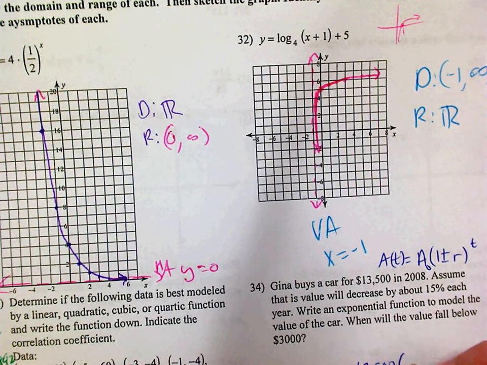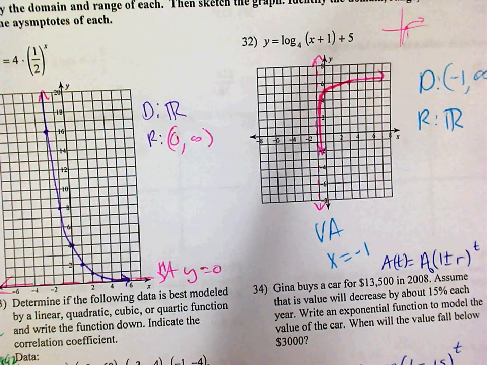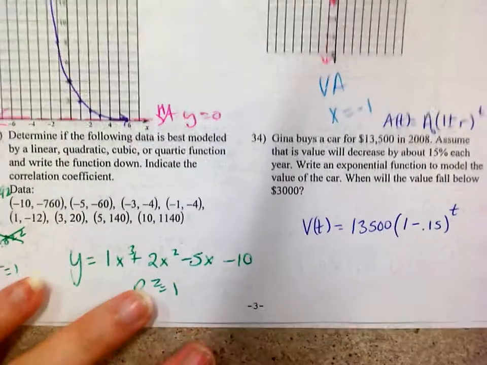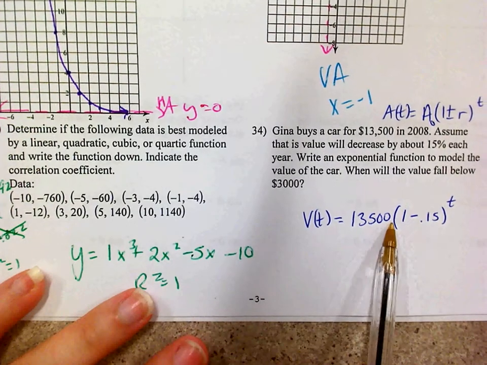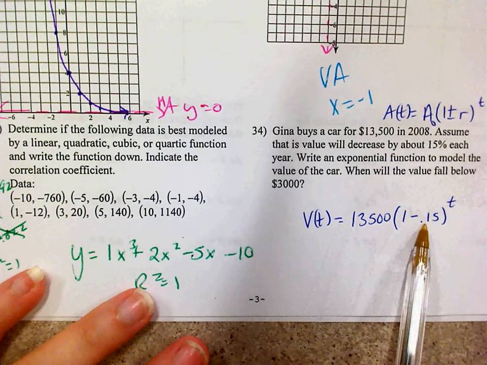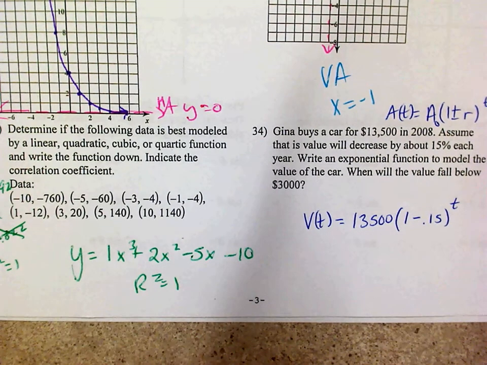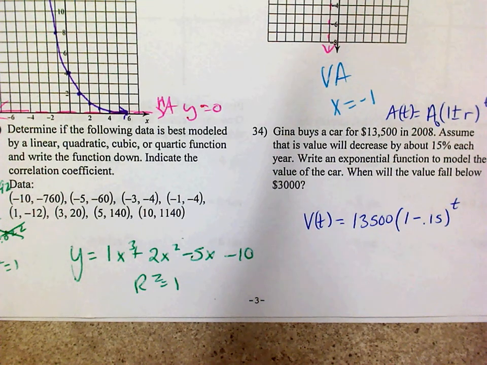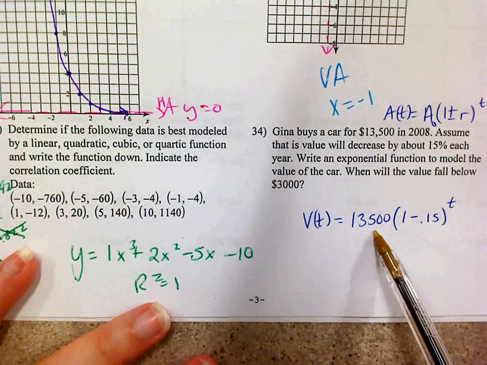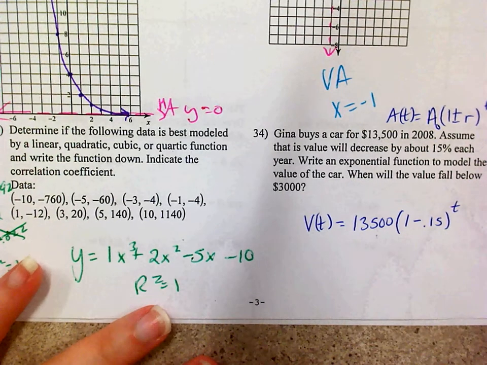Write an exponential function to model the value. So the value of the car with respect to time is given by this function: the initial amount, 1 minus, because it decreases, 0.15, to the t. So it decreases that much each year, which is why I only have t, not t divided by something else. When will the value of the car fall below $3,000? So I just want to know, when does it equal 3,000?